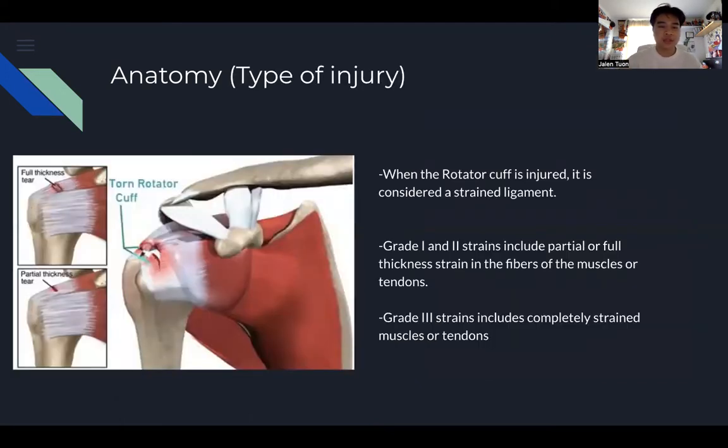So the type of injury that you can get in the rotator cuff are strained ligaments. So when it's injured, it's considered a strained ligament. There are a total of 3 grades. The grade 1 and grade 2 strains include partial or full thickness strains in the fibers of the muscles or tendons. The grade 3 strains include completely strained muscles or tendons. So as you can see here in the picture, we can see what a partial thickness tear, full thickness tear, and a completely torn rotator cuff would look like. Any of the muscles that I listed previously can be injured, and that can be considered a rotator cuff strain.